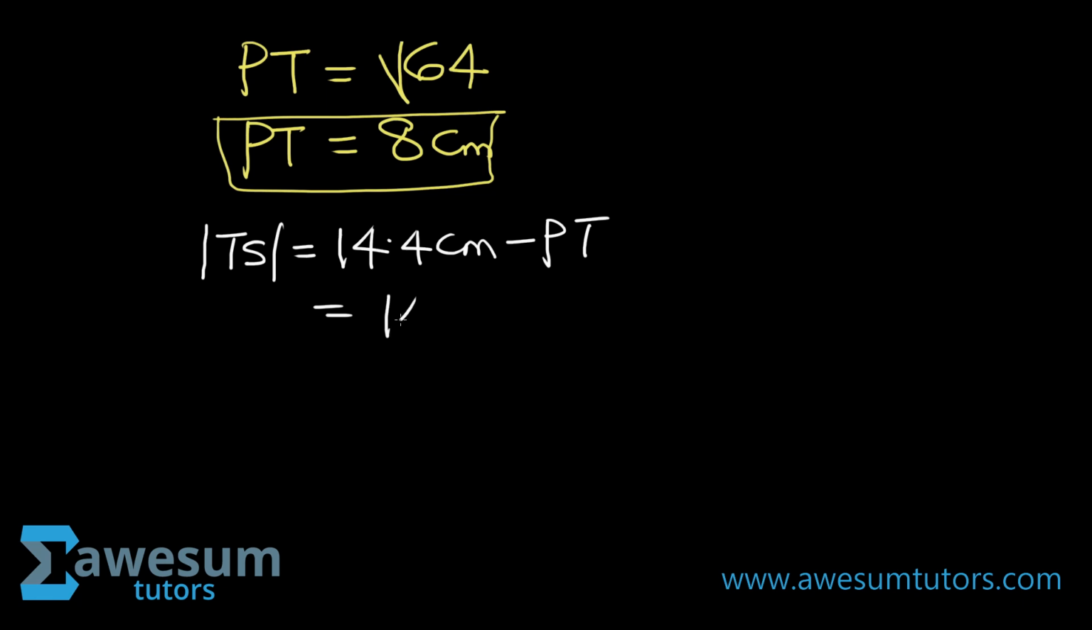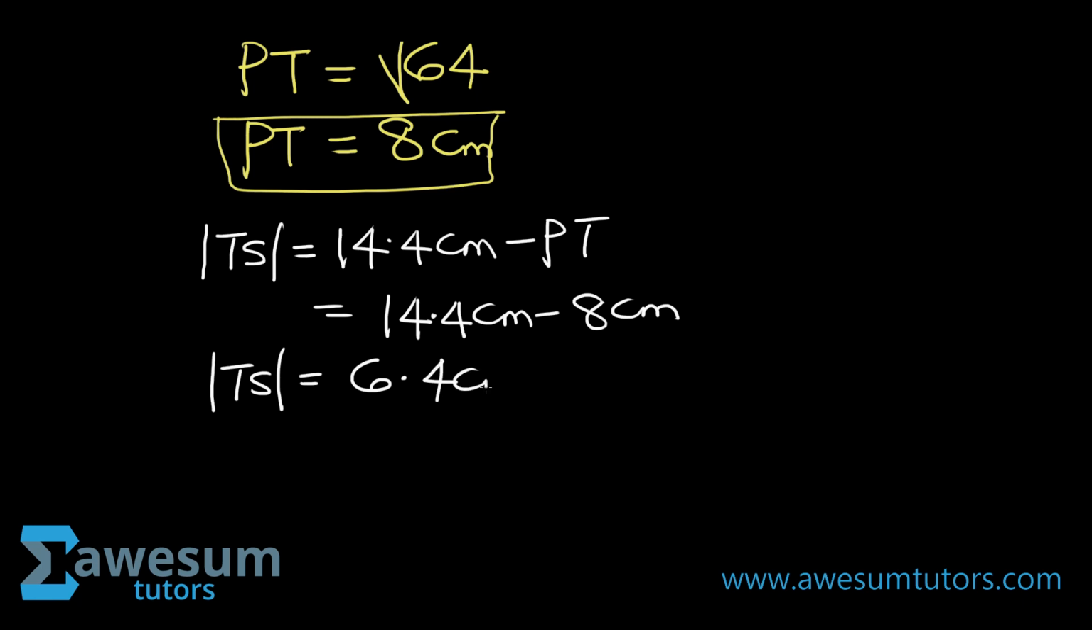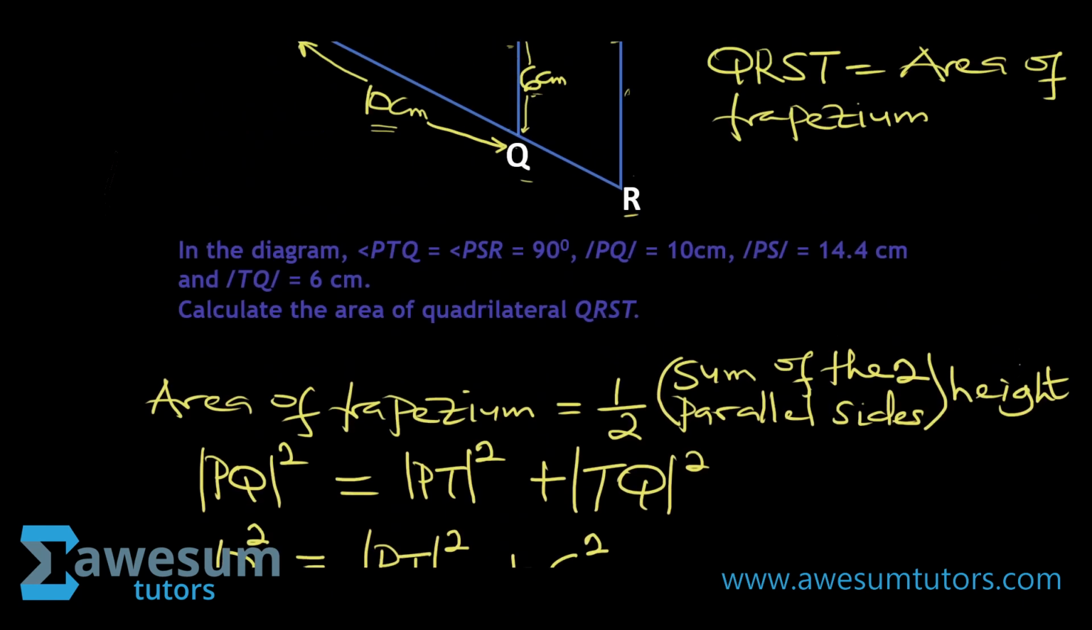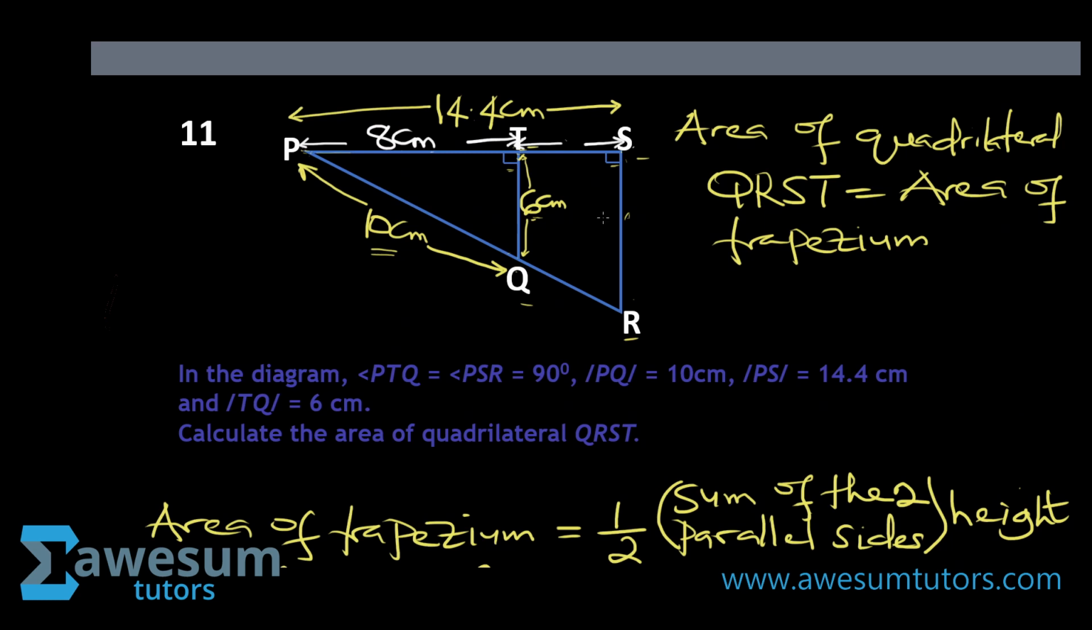Now we just got PT, which is 8 centimeters. So that means TS is equal to 6.4 centimeters. Very good, guys. Very good. We've been able to get TS to be 6.4 centimeters. So now I have here to be 6.4 centimeters.